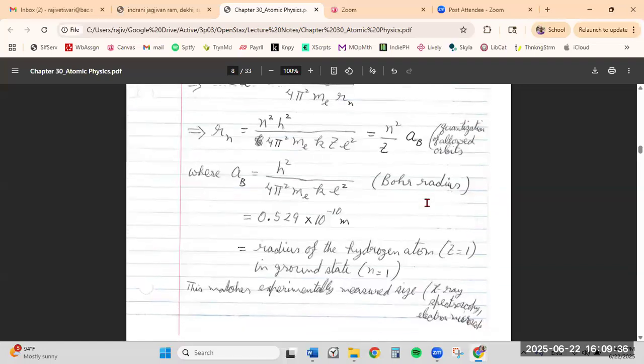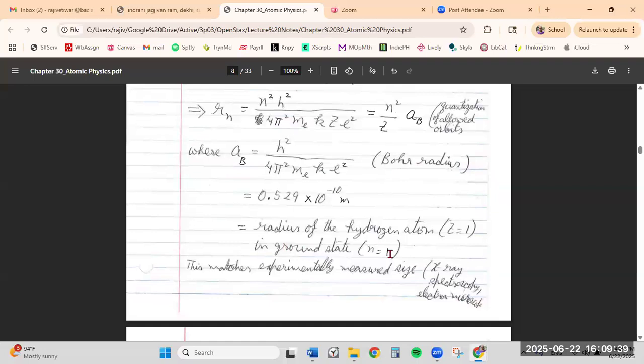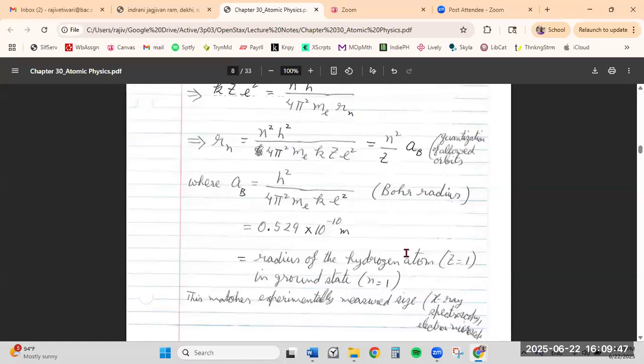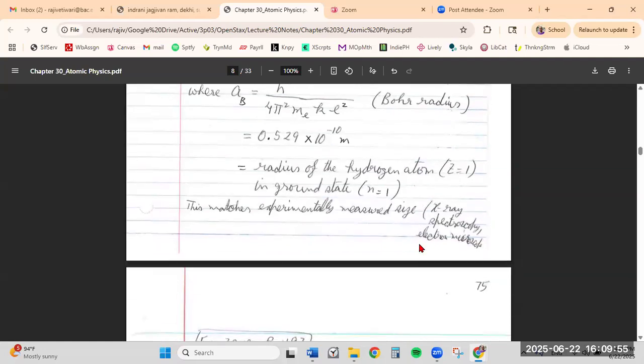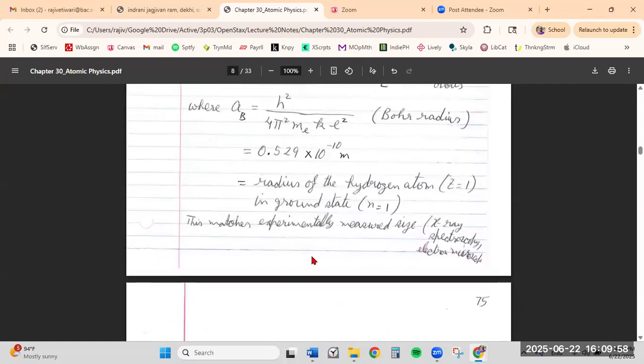Bohr radius basically corresponds to the radius of the hydrogen atom, which has a Z of 1, in ground state, which has N of 1. So if you make N 1 and Z 1, then the radius of the orbit is just AB, and that's the Bohr radius. So that's the radius of the hydrogen atom in its ground state. And this value matches very well the experimentally measured size of the hydrogen atom.